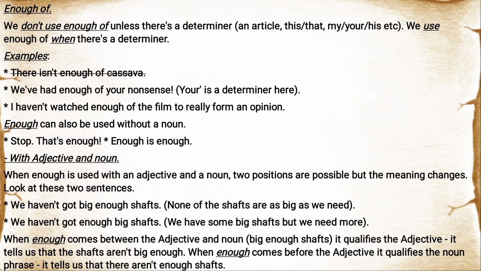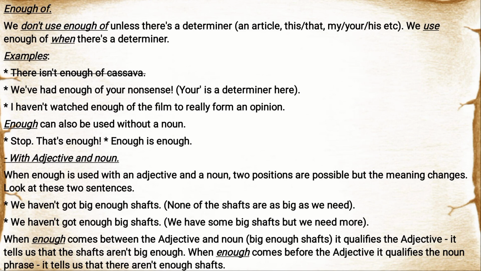With adjective and noun. When enough is used with an adjective and a noun, two positions are possible but the meaning changes. Look at these two sentences. We haven't got big enough shafts. None of the shafts are as big as we need. We haven't got enough big shafts. We have some big shafts but we need more.